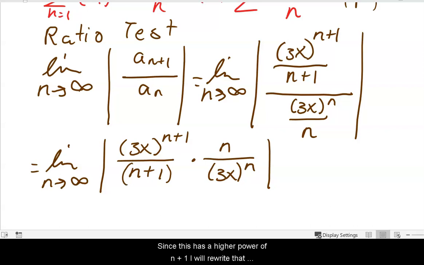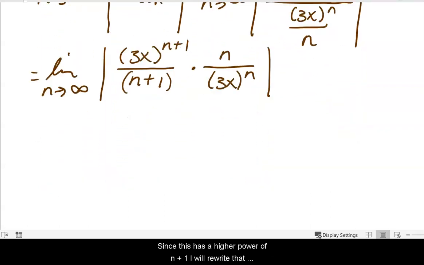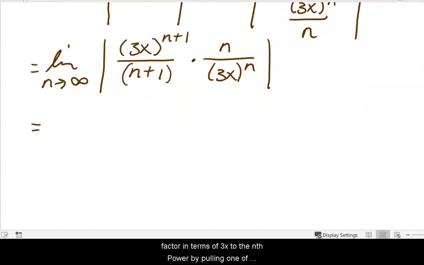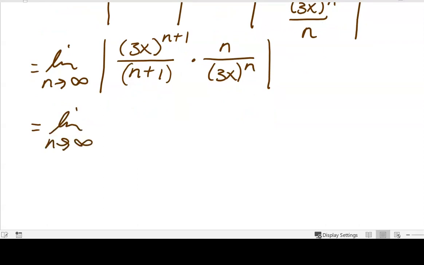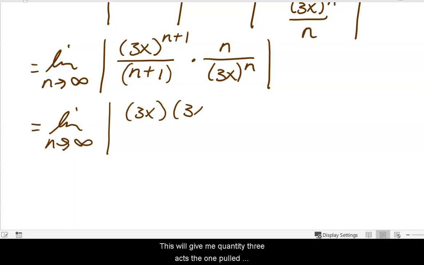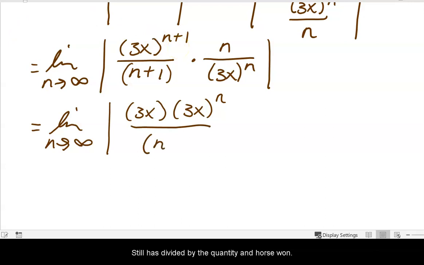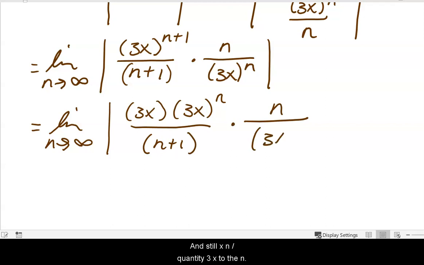Since this has a higher power of n plus 1, I will rewrite that factor in terms of 3x to the nth power by pulling one of the 3x's off. This will give me quantity 3x, the one pulled away, times 3x to the n. Since the power here is an understood 1 above the 3x, I could add the n and the 1 to come up again with the n plus 1. This still is divided by the quantity n plus 1 and still multiplied by n divided by quantity 3x to the n.